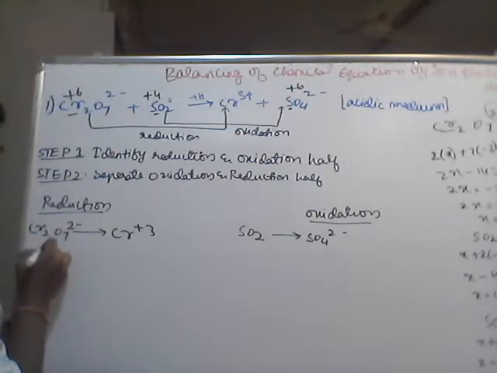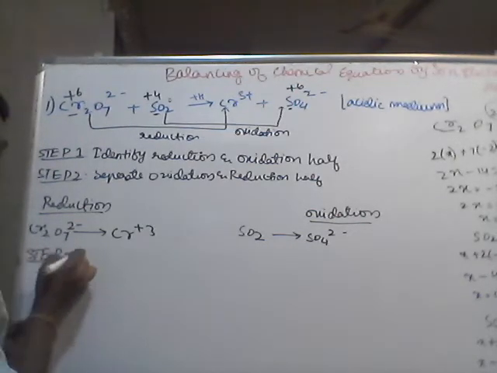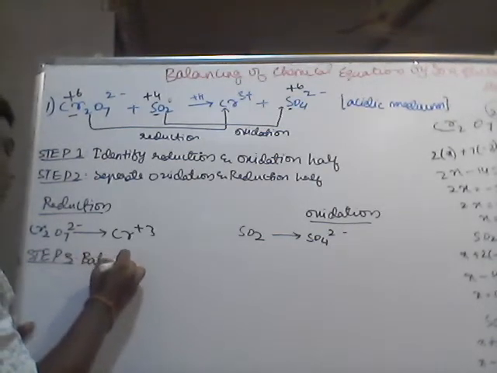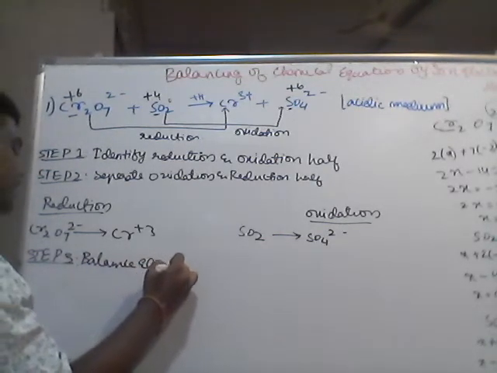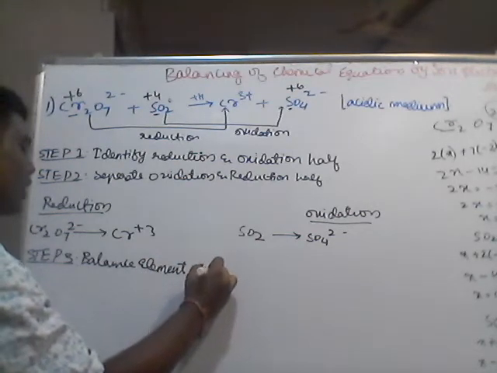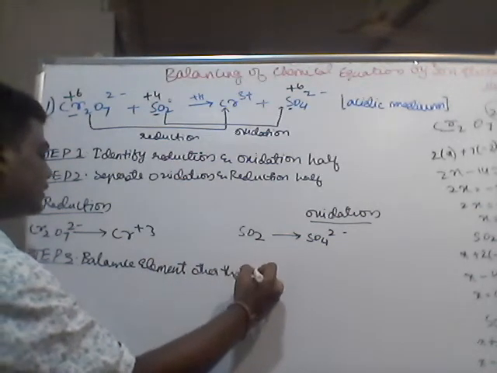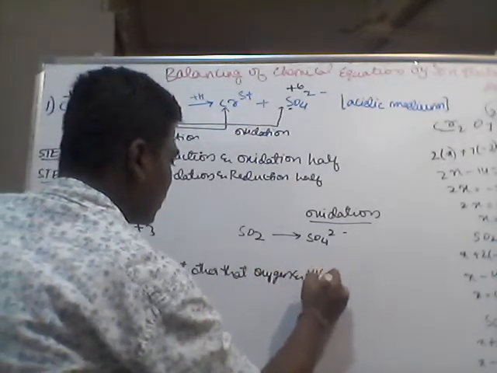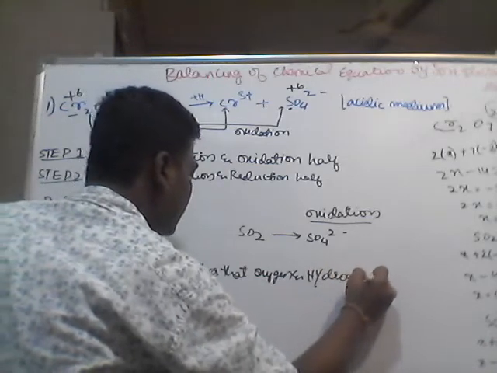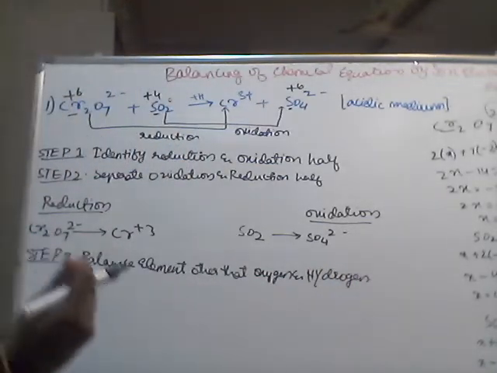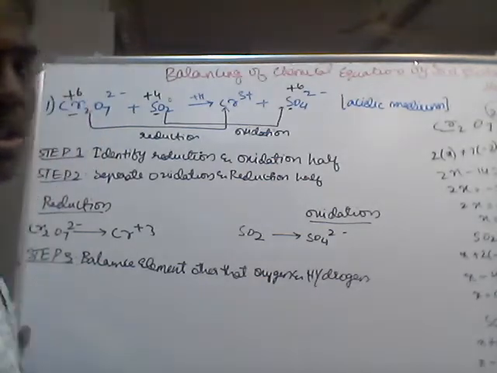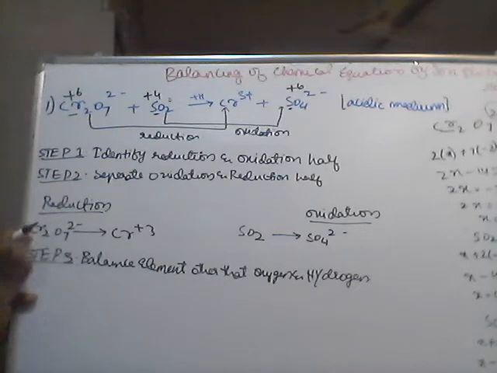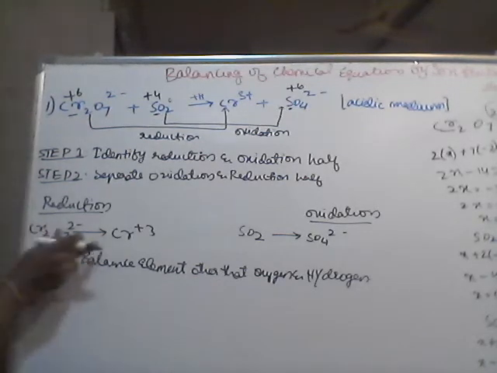Next, coming to step 3. What is step 3 here? Balance elements other than oxygen and hydrogen. So what is the element that we are having here other than oxygen and hydrogen? It is only chromium. Here 2 chromium, but here only 1 chromium.